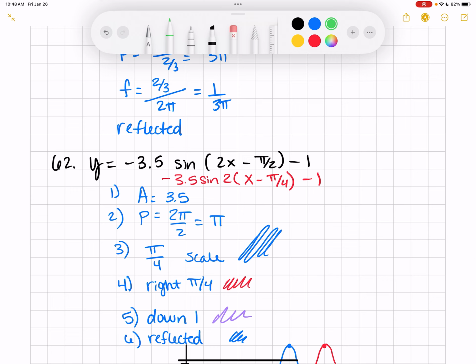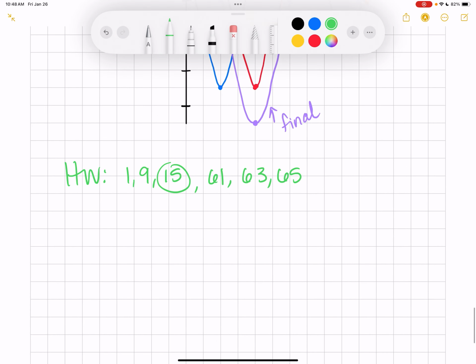And then if there's no parentheses here, so let's say it was 3 cosine of pi x plus 1, what's happening to that graph? It's going up 1. Okay, if there's not parentheses, it's going up or down. So the only time we're worried about left or right is if there's parentheses.